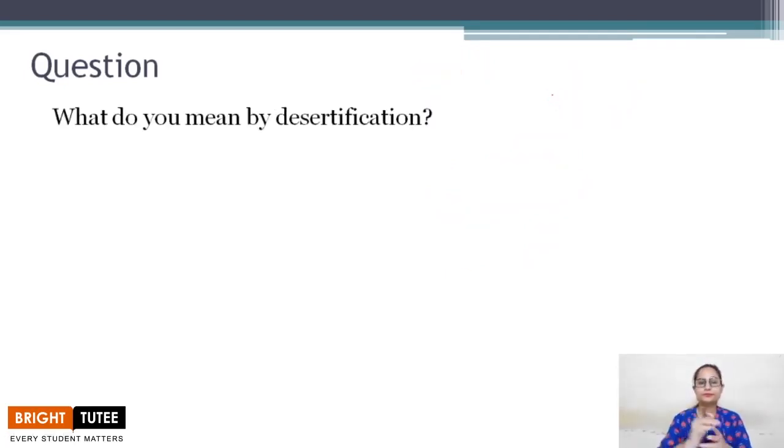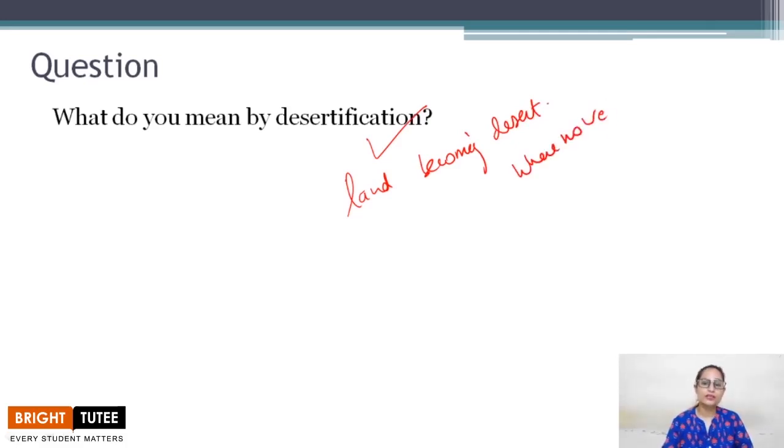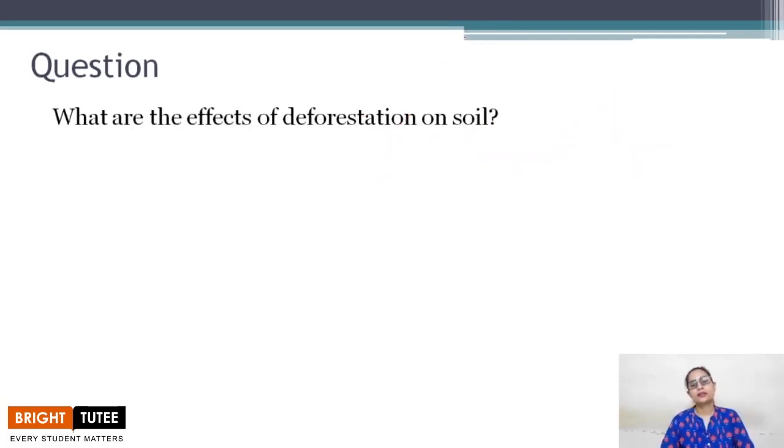Alright? What do you mean by desertification? Desertification is basically land becoming desert where no vegetation grows. Right? So basically land becomes desert where no vegetation grows. This is known as desertification. And how does this happen? This is again a consequence of deforestation only. Right?